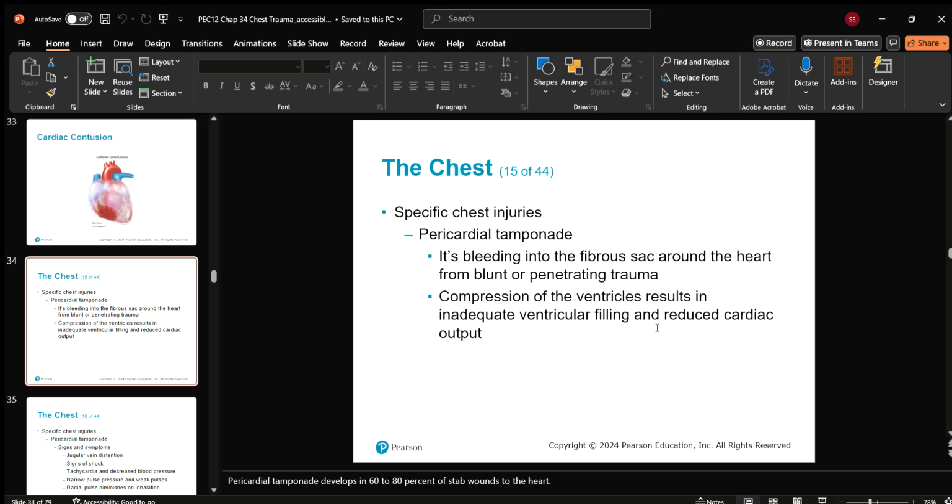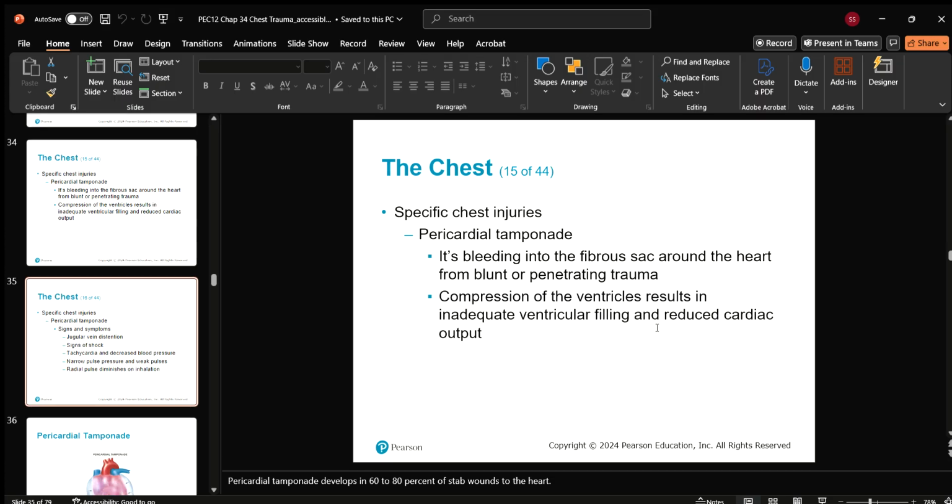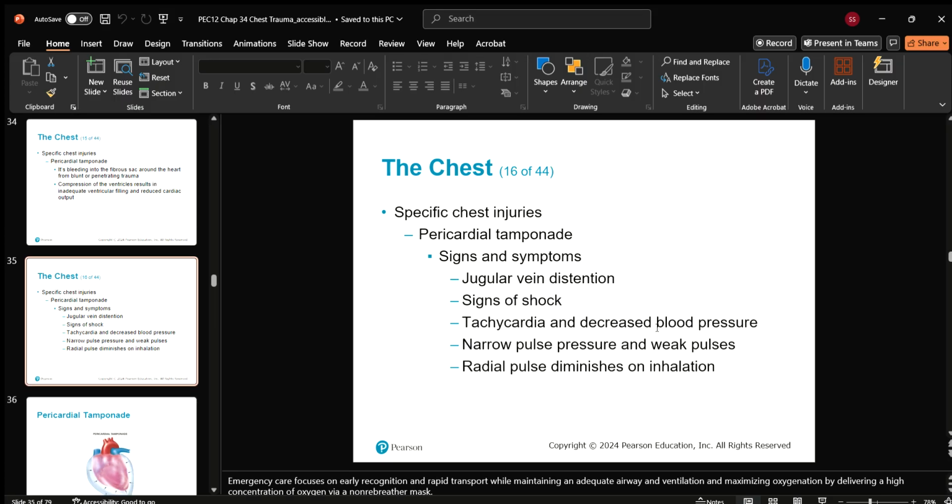Some signs and symptoms that you see with this are jugular vein distension, because the blood is backing up, and a narrowing pulse pressure. If you don't remember what that is, every time that you take their blood pressure, the systolic number, the number on top, is getting closer and closer to the diastolic number.